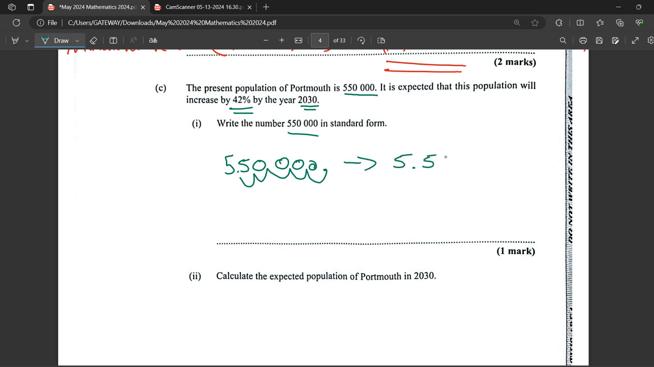5.5 multiply by 10. Well, how many spaces do you move it to the left hand side? 1, 2, 3, 4, 5. Since it's to the left, it's positive 5 as the power, right? Standard form, you always write into the form A multiplied by 10 to the power of n. In this case, n is 5, A is 5.5. Right? Simple as that. So I could just put it back here. 5.5 multiplied by 10 to the power of 5 in standard form.